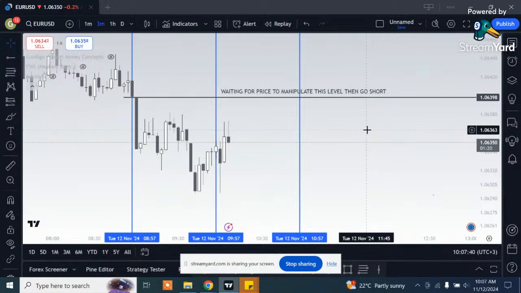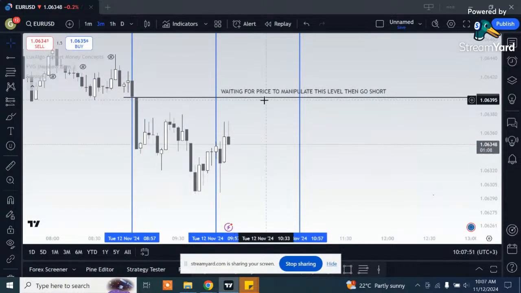Yes, guys, we are into this new hour, and we are still waiting for price to manipulate this level right here. Once price gets to this level, then what I'll be looking out for is an inversion fair value gap to form. I like to use those inversion fair value gaps that leave a balanced price range. Once it forms, definitely I'll be entering to go short at that particular level.